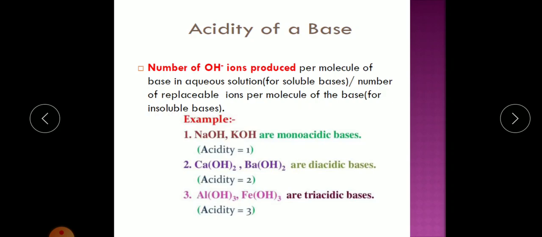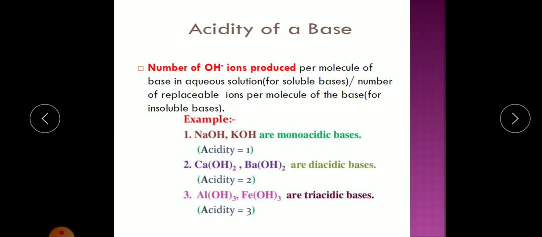Next is acidity of a base. If you remember, in the case of acids, we defined basicity of an acid. Over here, we need to define acidity of a base. Acidity of a base means the number of OH ions produced per molecule of base in aqueous solution for soluble bases, or the number of replaceable OH ions per molecule of the base for insoluble bases. So basically, acidity of a base is the number of OH ions produced per molecule in aqueous solution.